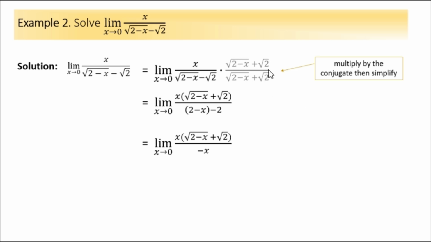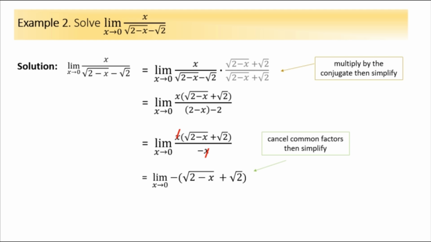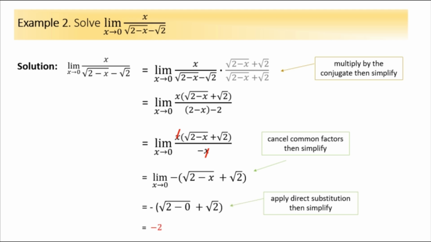So after multiplying by the conjugate and simplifying, the common factors are now exposed, and so we kick them out. So this is now the resulting function when the common factors are eliminated, and I bet you know what is coming next. All right, as simple as that.